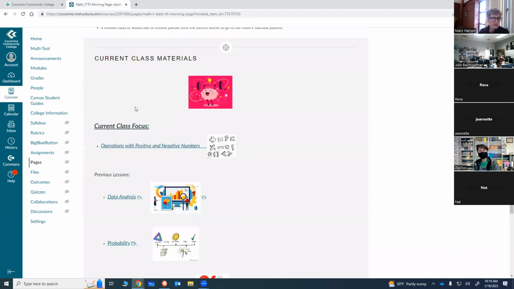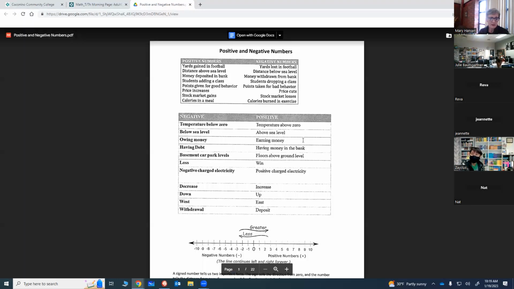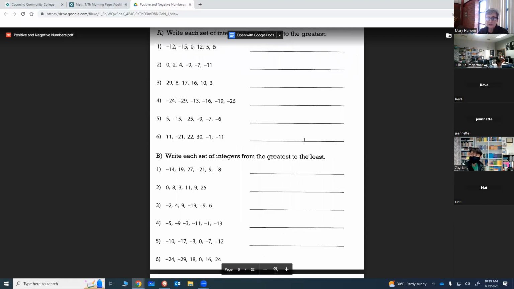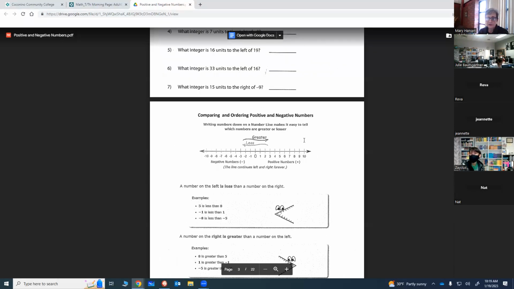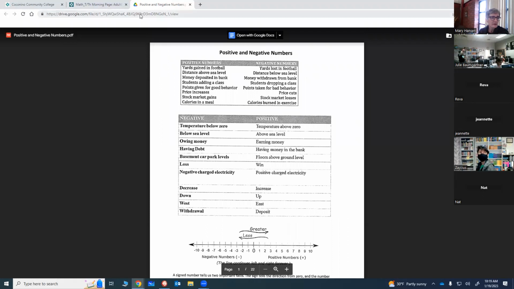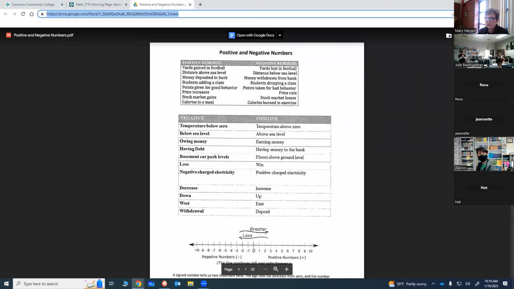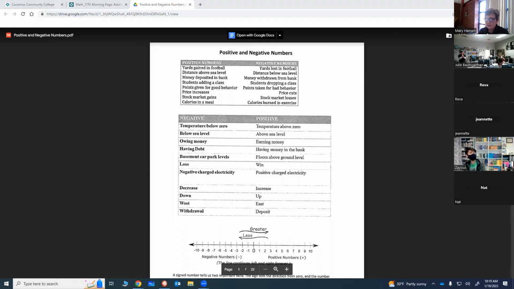And then under current class materials, right now we are on operations with positive and negative numbers. And so if you click on that, it takes you to the Google Drive where that is stored. And this is the packet of papers that hopefully, I assume, Julie, everyone in Flag has these now? Yes, correct. Okay, if you're not in Flag, if you're online, I am going to put a link to that Google Drive document. And so if you come to Flag or Page, we'll be printing out these documents for you.